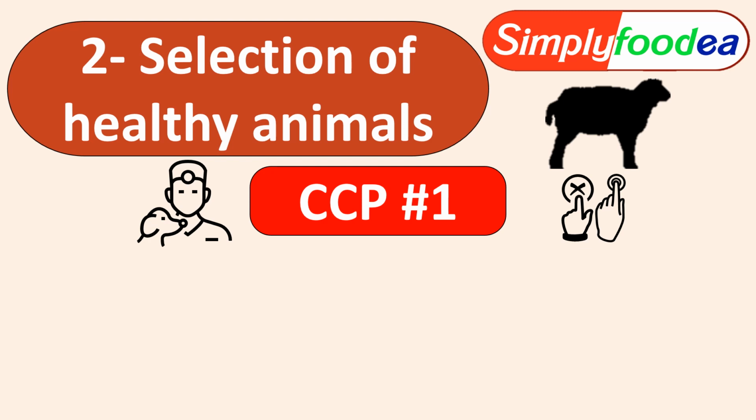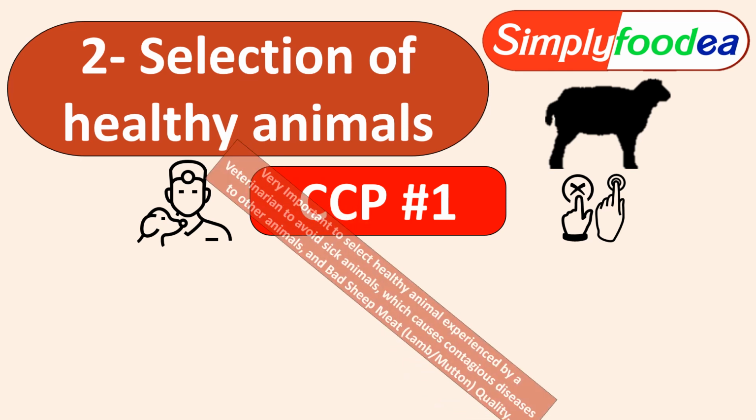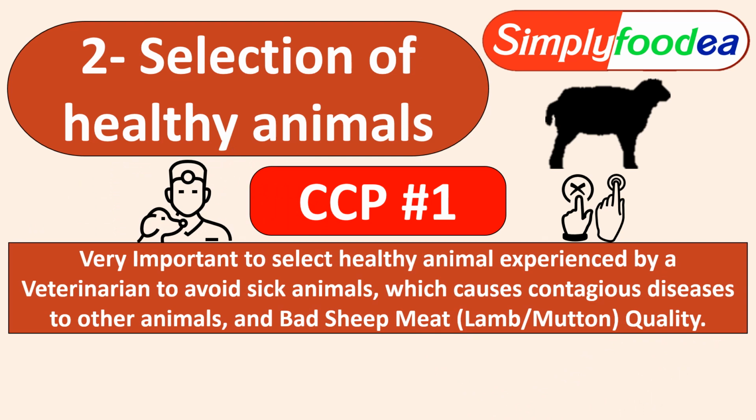The first selected CCP is the selection of healthy animals. It's very important to select healthy animals, examined by a veterinarian, to avoid sick or ill animals, which cause contagious diseases to other animals and bad meat quality. So the first CCP is the selection of the healthy animals.